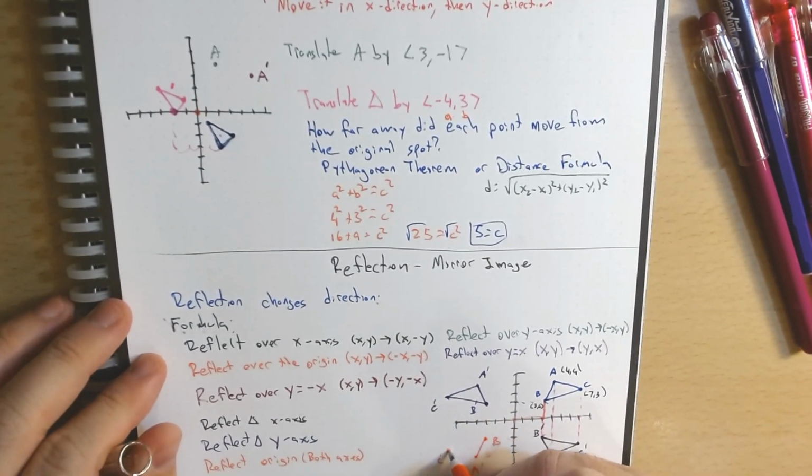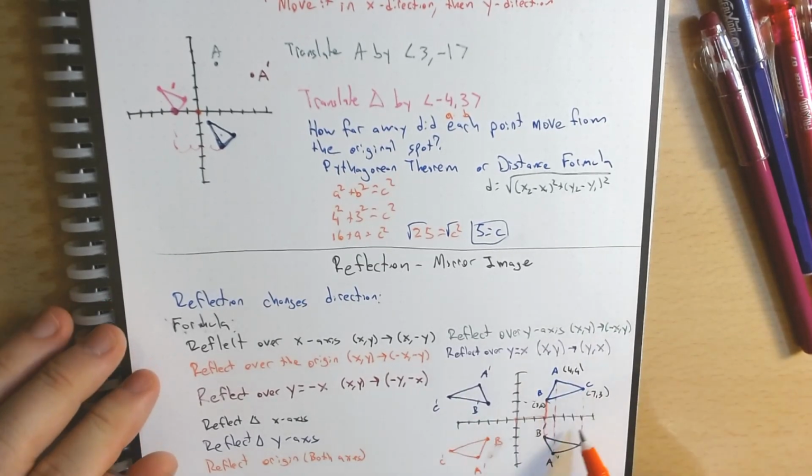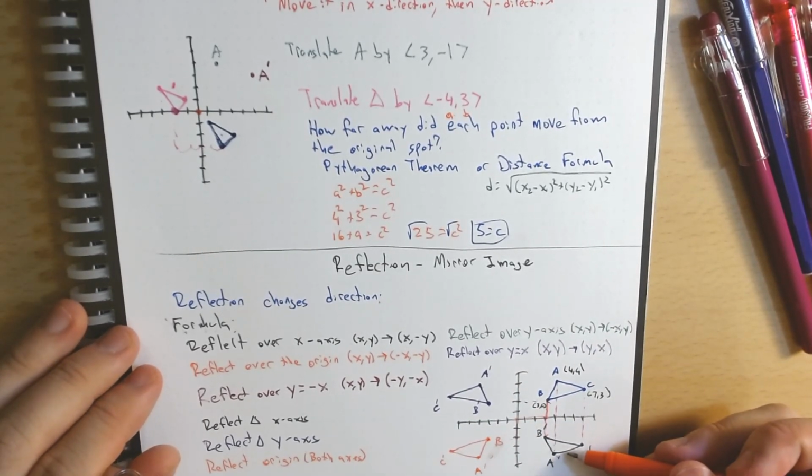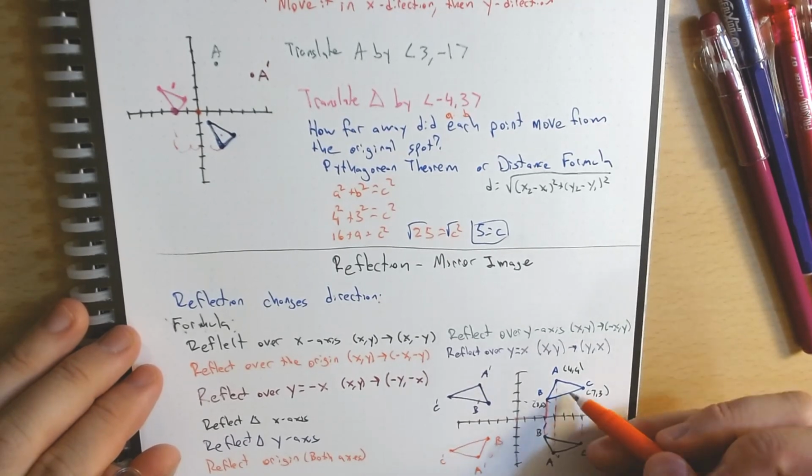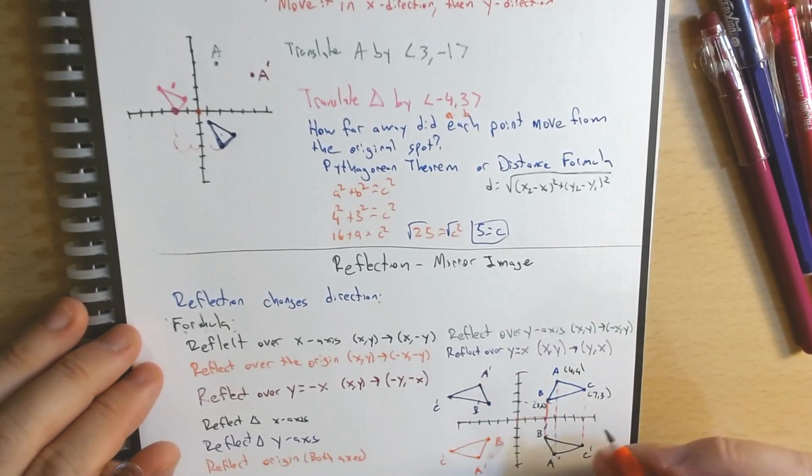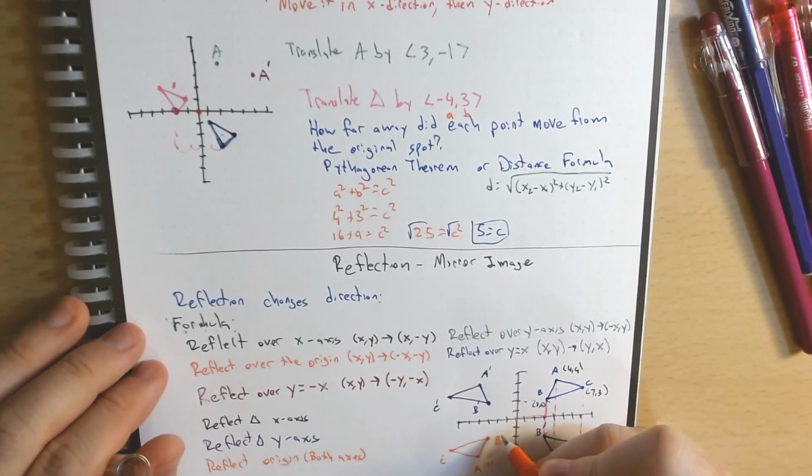So reflecting over the origin is literally what we just did, but both. So it's x-axis, y-axis, or it's y-axis, x-axis. So it's basically the combination of both.